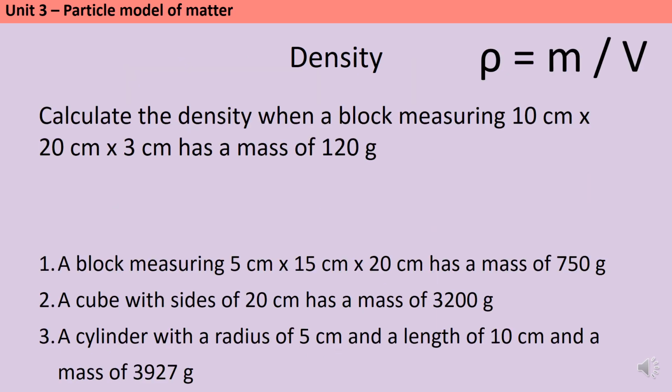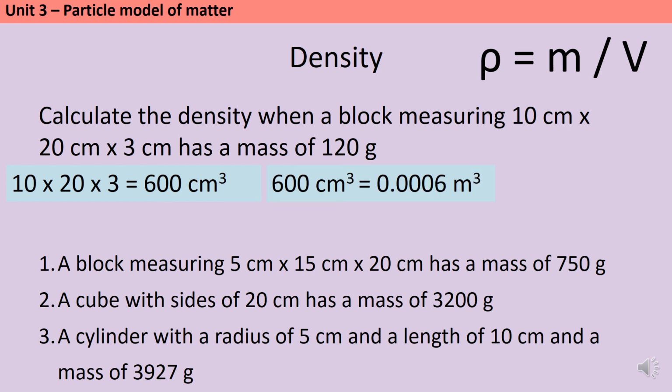Here's one final opportunity to practice these calculations for this video. So in my worked example, we're asked to calculate the density of a block that measures 10 centimetres by 20 centimetres by 3 centimetres, and we're told that it has a mass of 120 grams. So firstly, I need to work out the volume, which I do by multiplying all of those dimensions together. Now I need that volume to be in metres cubed, so I divide by 1,000,000 and get 0.0006. The mass also needs to be in kilograms, so 120 divided by 1,000 gives me 0.12 kilograms.